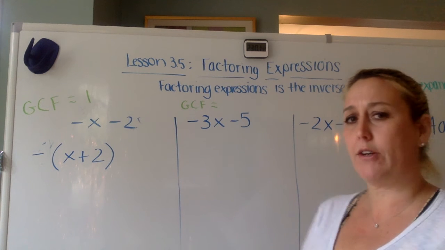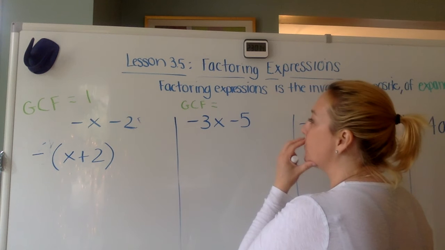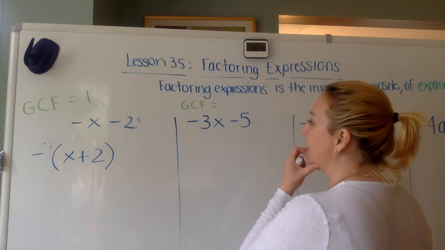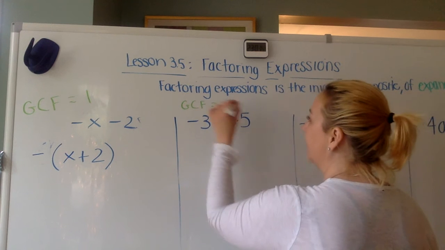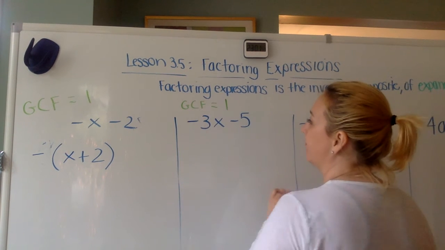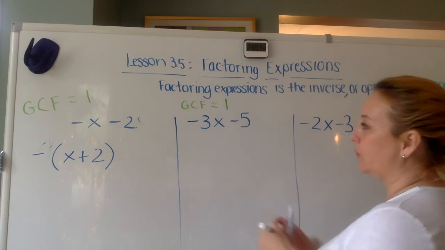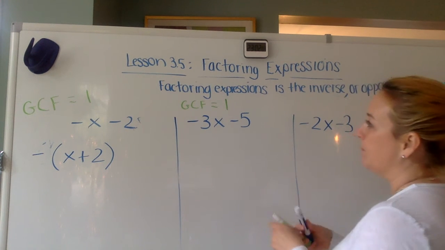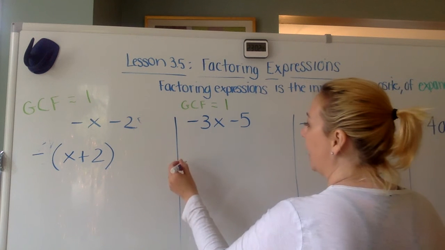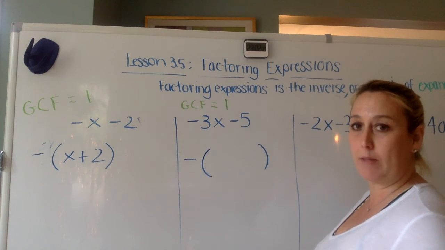Greatest common factor for 3 and 5. Well, 1 times 3 is 3, 1 times 5 is 5. So I have 1. But like we've seen with this one, when it is 1 and you're dealing with negatives, you're going to pull it outside of the parentheses and just write it with a negative sign, because again, that means opposite.